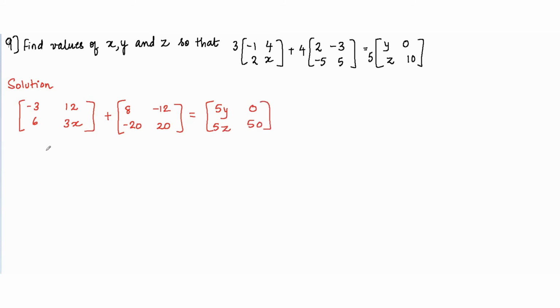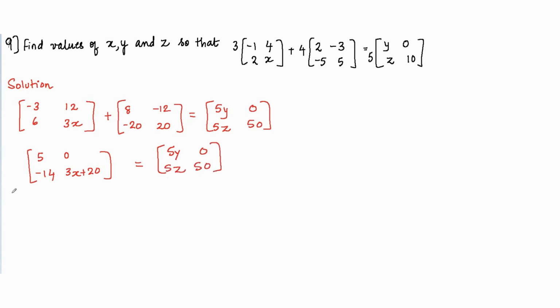So now I should add the corresponding elements of these two matrices. -3 plus 8 is 5 and 12 minus 12 is 0. Then I have 6 plus of -20. Now 6 plus of -20 becomes -14 and 3x plus 20 is the second row, second column entry. This equals 5y, 0, 5z and 50, right?